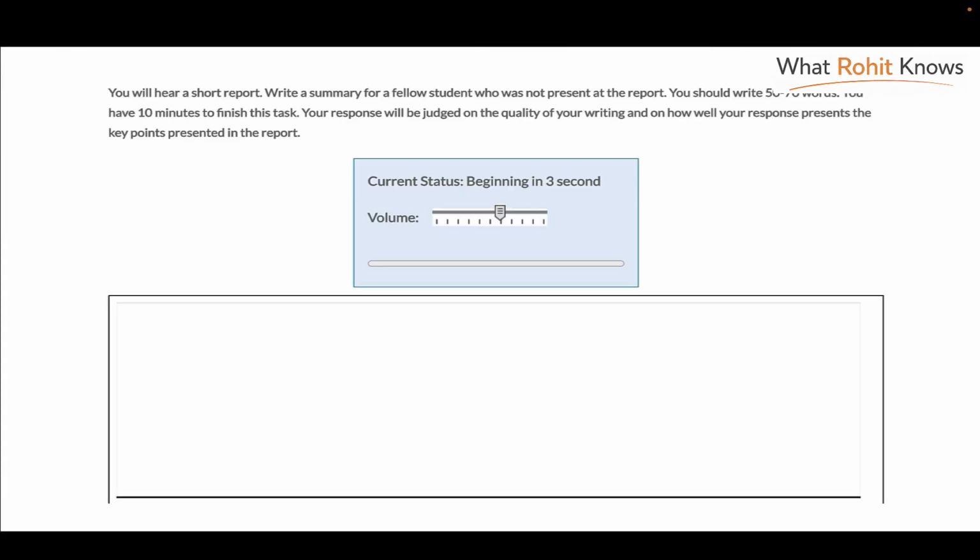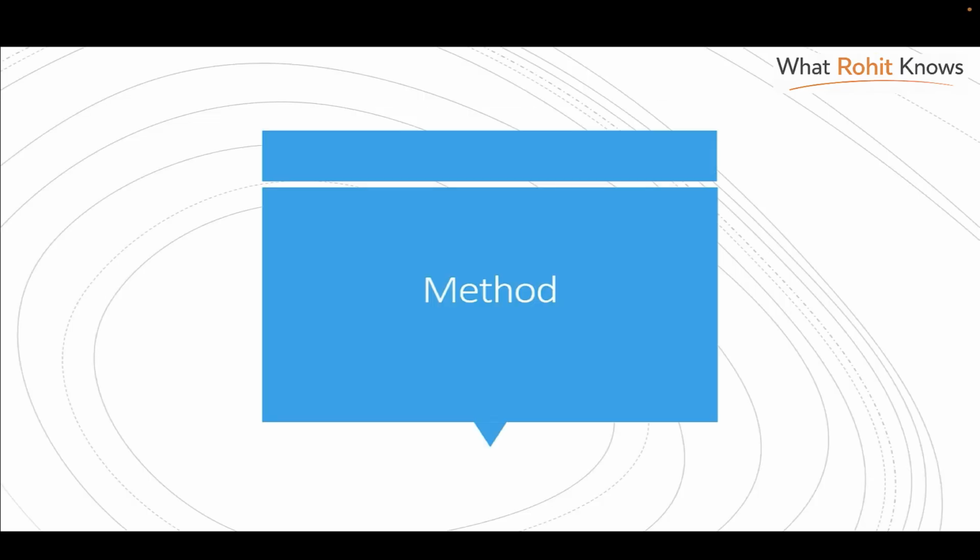A quick look at the screen: the audio player, and below that, the text box in which you will write your summary. And you have 10 minutes for each task of this type in the exam, and you're supposed to write 50 to 70 words. Now let's look at the method.